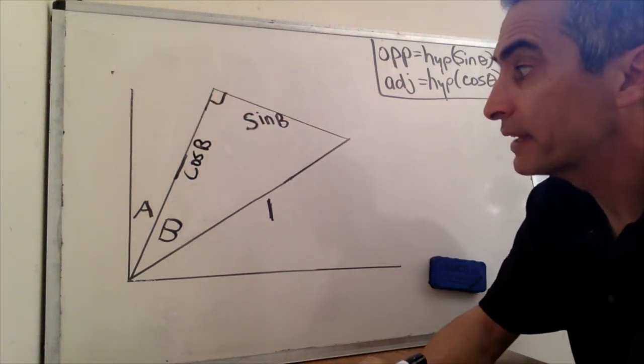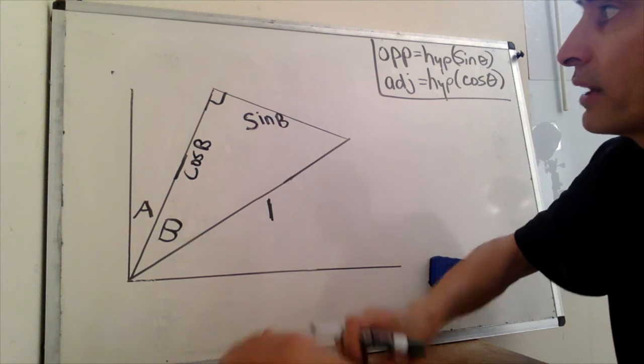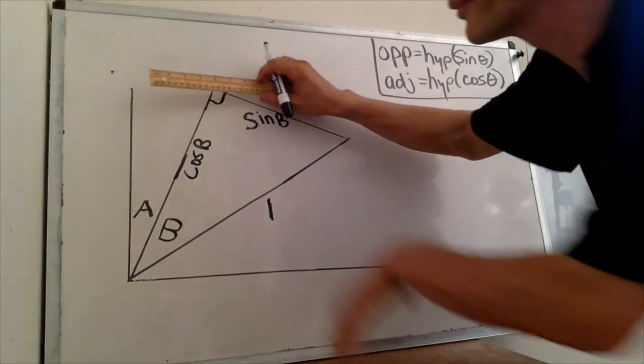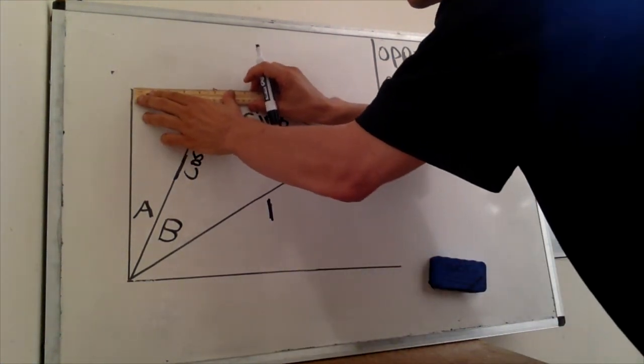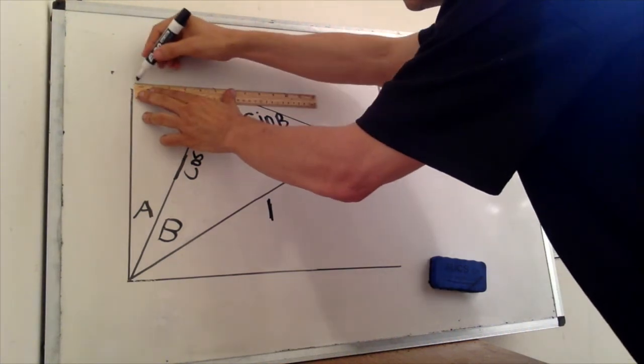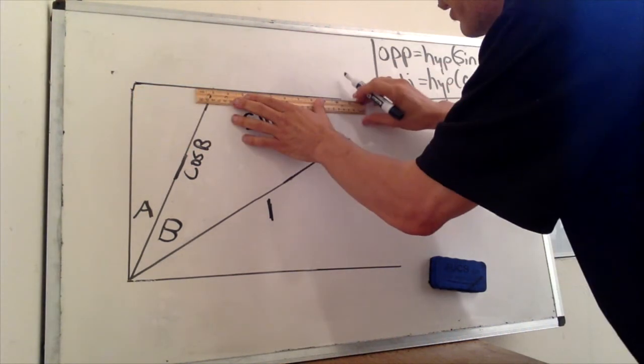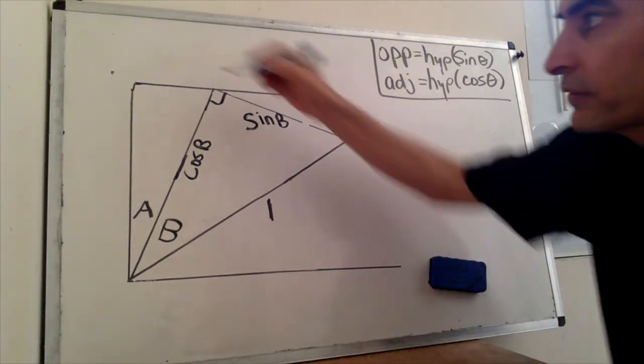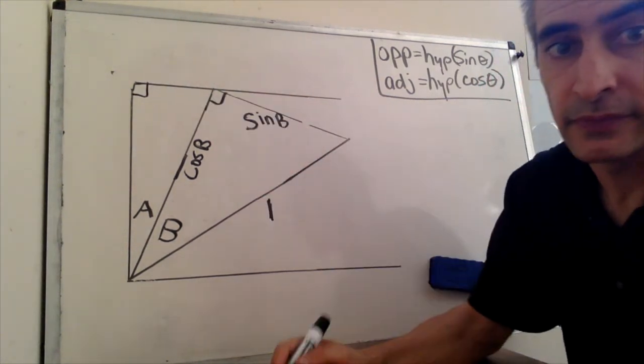And now, the next thing we're going to do is extend our right triangle over here. So we're going to extend this all the way. This side here is going to be all the way over here. So now we've got a right triangle right here.